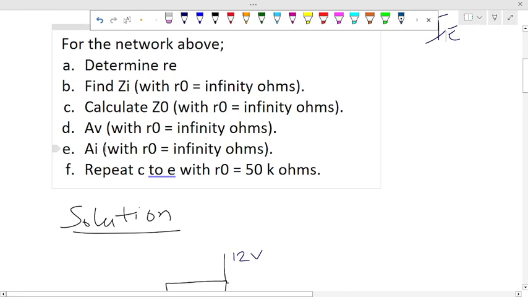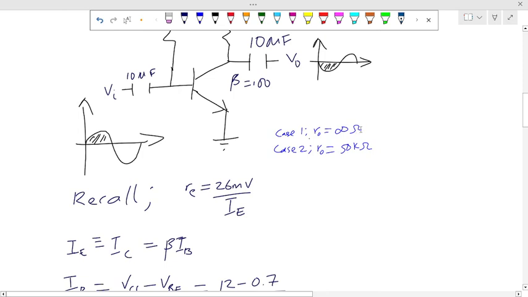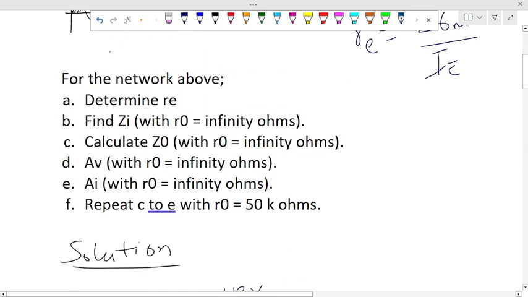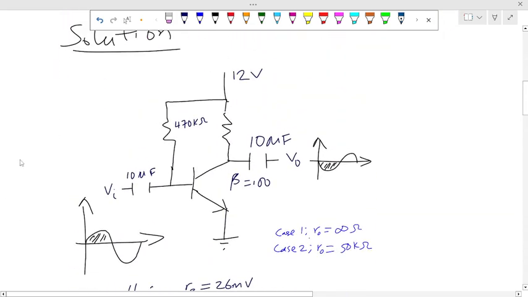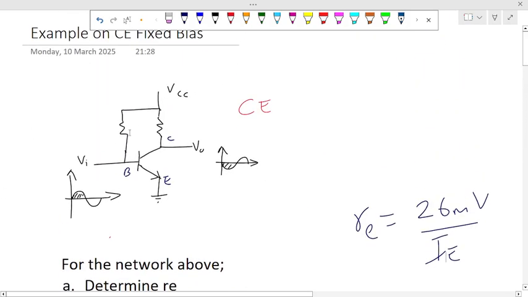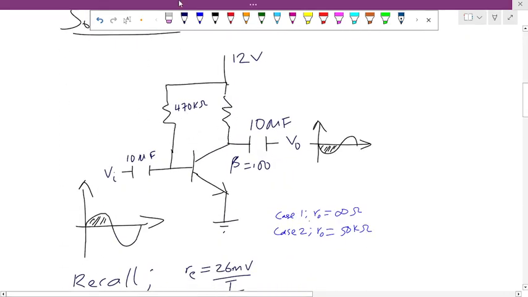from B to E, you see RO as infinity. Then at F you see RO as 50 kilo ohms. That means we have two cases. Case 1, RO equals infinity. Case 2, RO equals 50 kilo ohms. So from A to E, we are solving with RO as infinity. These are the parameters given, and these are the parameters given. I should have included these values in this diagram, but just note that these values are coming from the question.